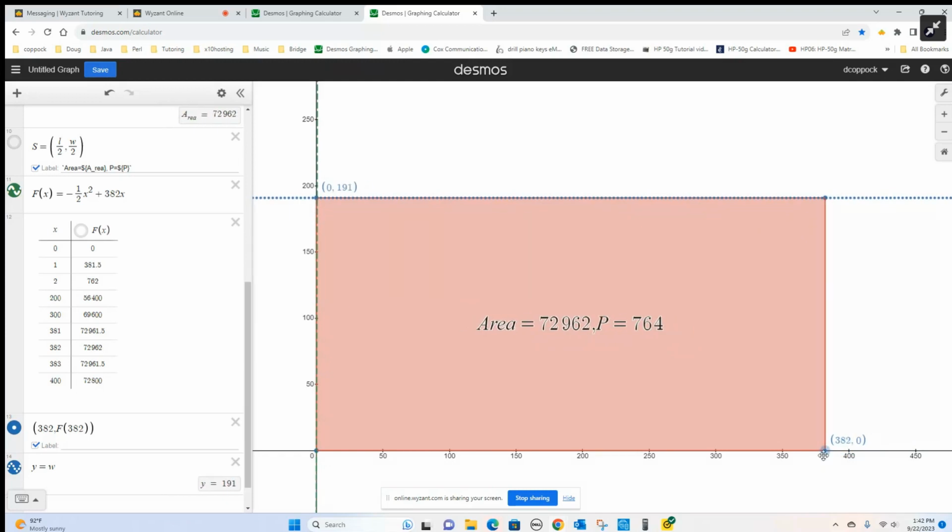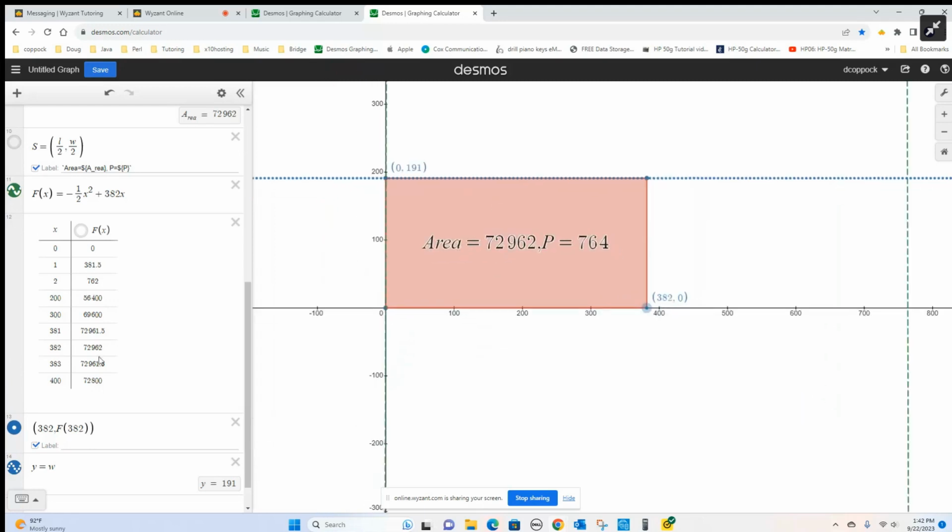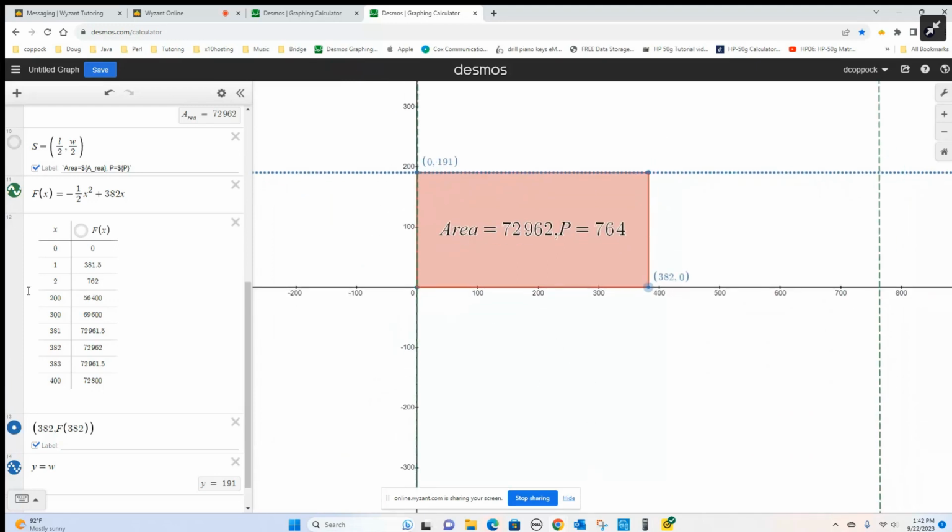Okay, I was going to try to show the parabola, but it looks like my little thing's not working there. So anyway, the vertex of the parabola occurs again when x is 382. There's the maximum area right there. You can see any other dimension for the length gives us a smaller area.